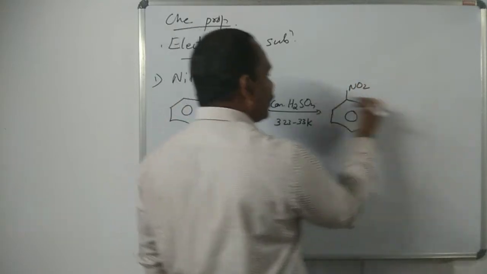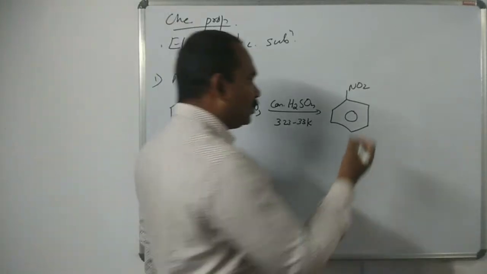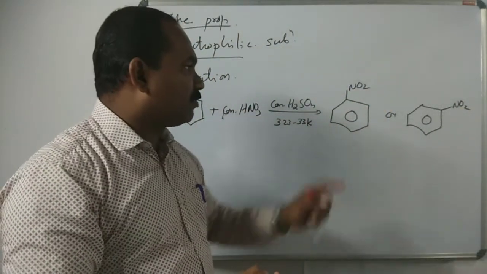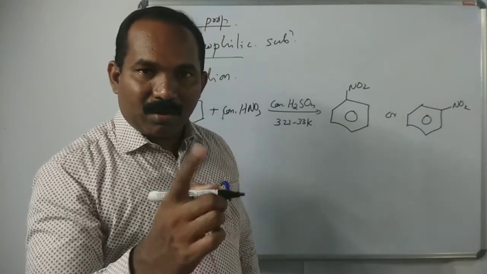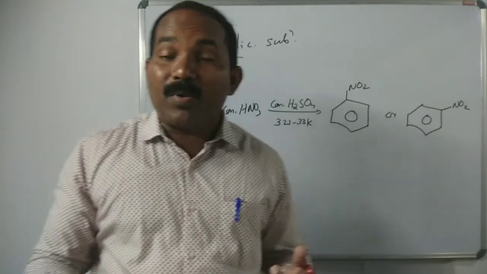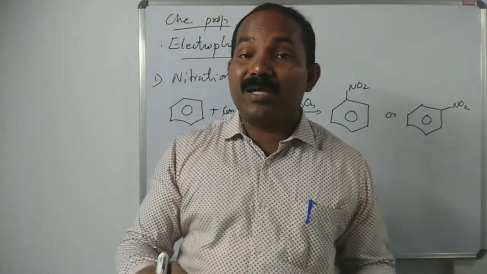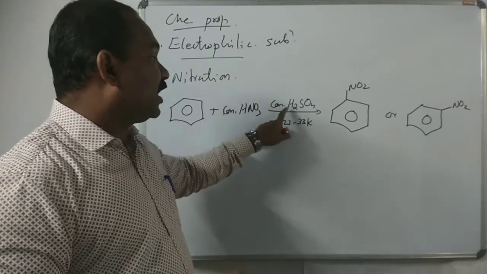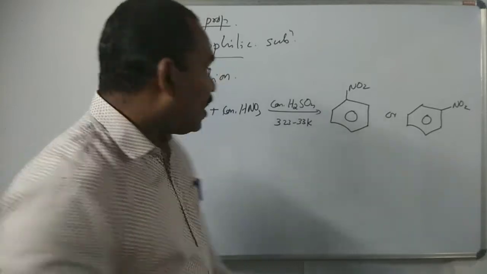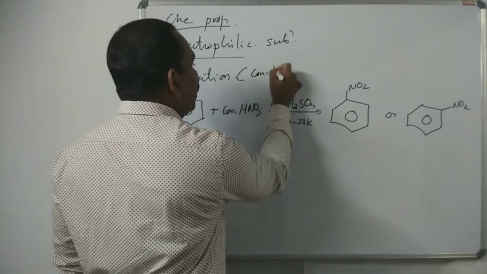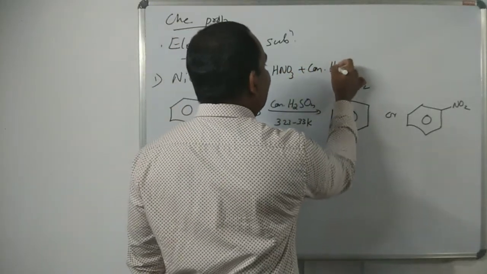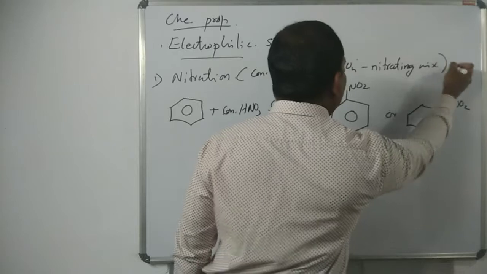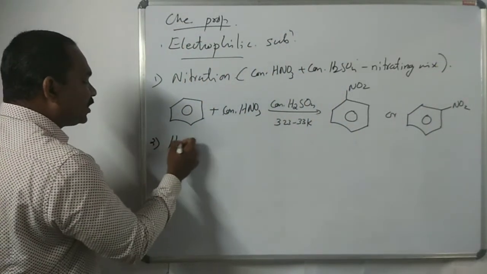We get nitrobenzene. You know that the 6 carbon atoms are identical, so you can write it like this, both are the same. Nitrobenzene. Only one substituent, it can be placed at any carbon atom because the 6 carbon atoms are identical. So this is nitration of benzene. Remember that concentrated nitric acid and concentrated sulfuric acid are taken, and this is called a nitrating mixture. Remember that.